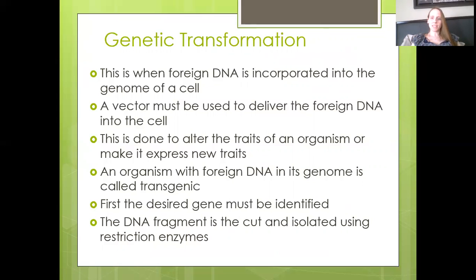The purpose of doing this is to give an organism new traits, because it will start expressing that foreign DNA, and then we call that organism transgenic. So a genetic transformation makes a transgenic organism. And we make that using our DNA fragment.